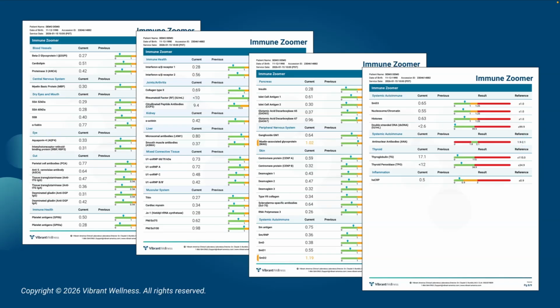And the full report lists the levels of all 63 markers, including blood vessels, central nervous system, dry eyes and mouth, eye antigens, gut antigens, immune health, inflammation, joints and arthritis, kidney, liver, mixed connective tissue, muscular system, pancreas, peripheral nervous system, skin, thyroid, and systemic autoimmunity, including ANA, which stands for anti-nuclear antibodies.